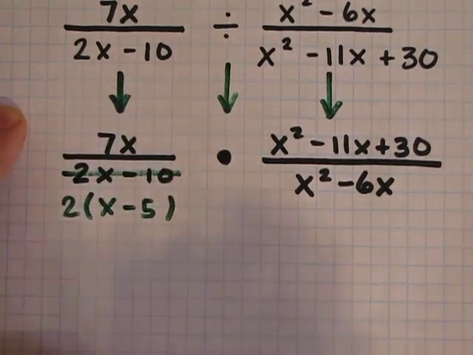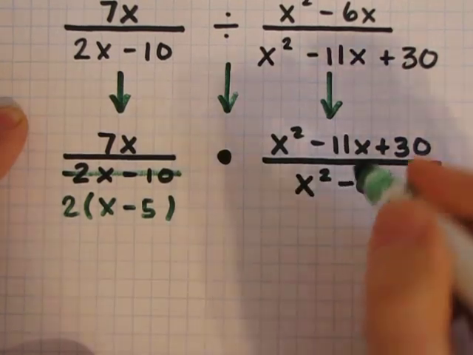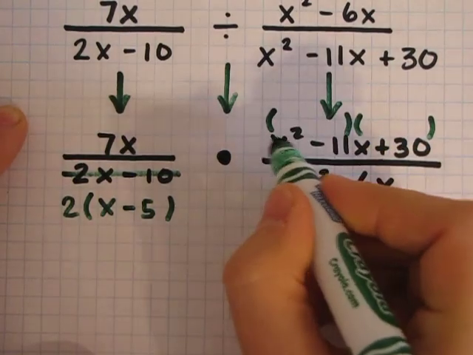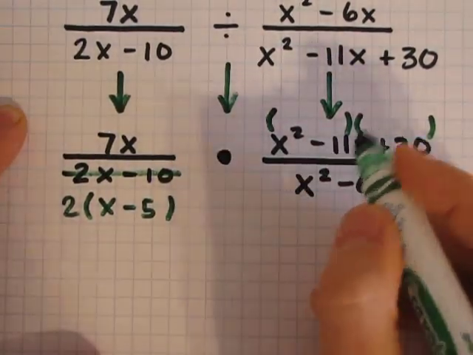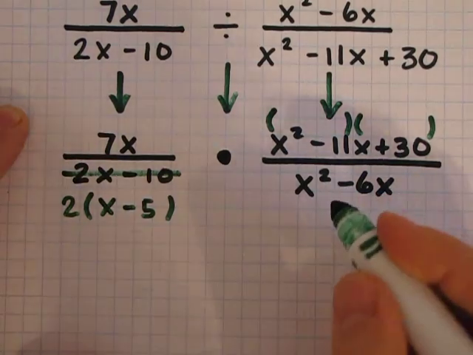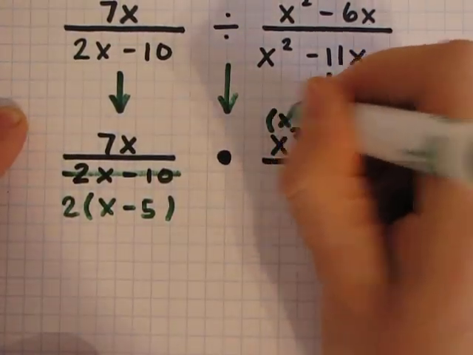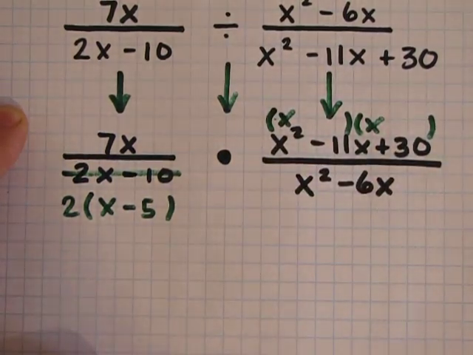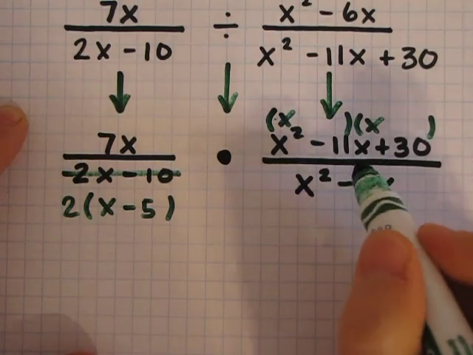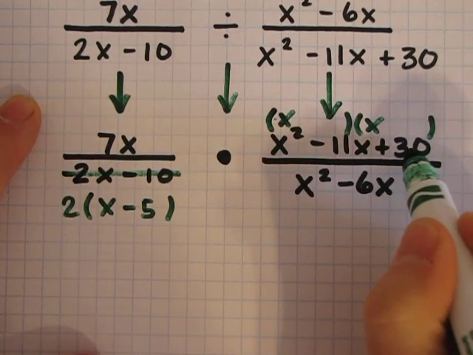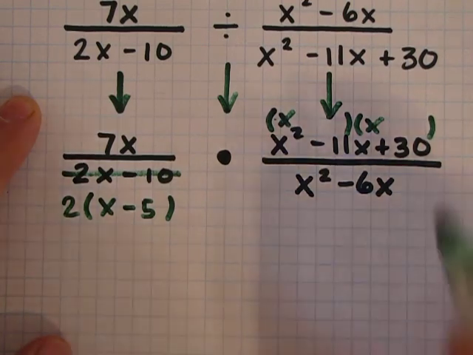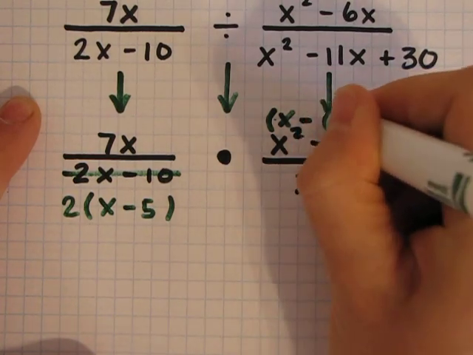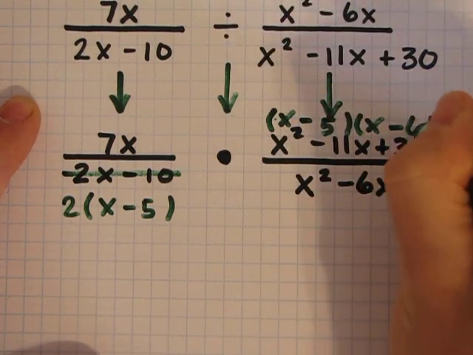Here, let's look at the numerator first. There's no greatest common factor, and we have a trinomial. So for that trinomial, we're going to look at breaking it up into two binomials. We know that we're going to have x and x as our first terms. X times x gives us x squared. The final two terms are going to be numbers that multiply to 30 and add up to negative 11. And the only numbers that multiply to 30 and add up to negative 11 are negative 5 and negative 6.